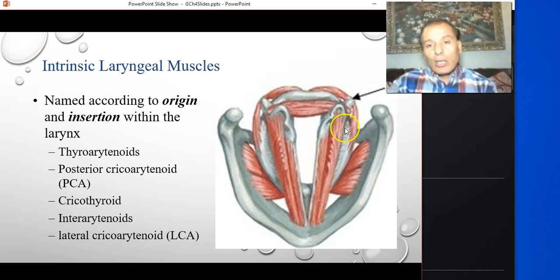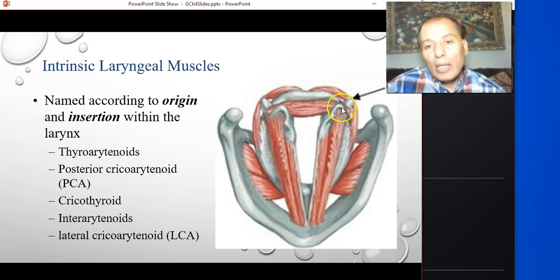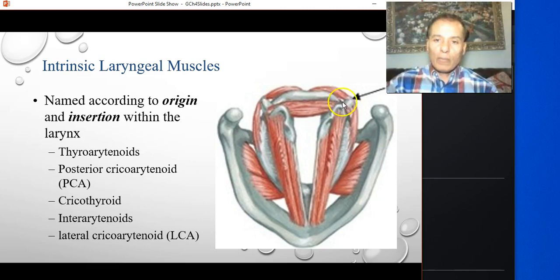The way to bring these vocal folds to the midline, so to close them, so that they can trap the air and vibrate, is done by two pyramidal structures here. You can see parts of them. These are called the arytenoid cartilages.